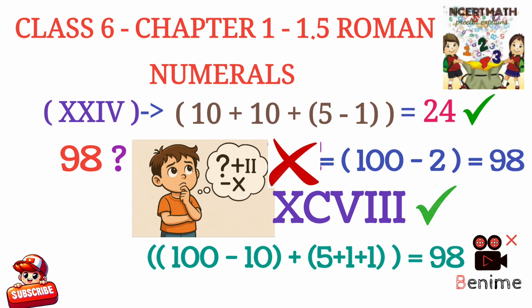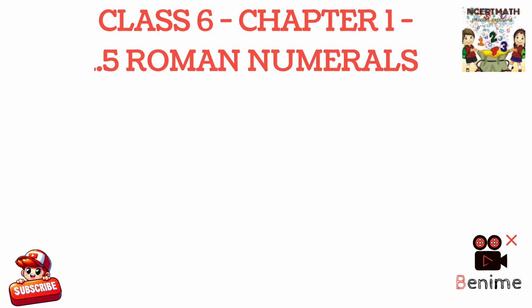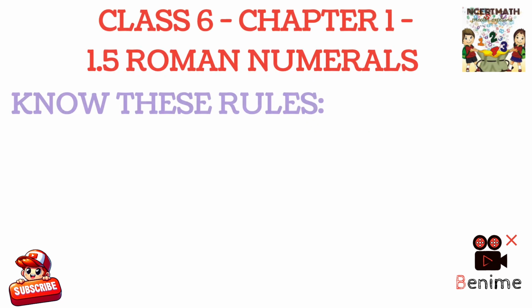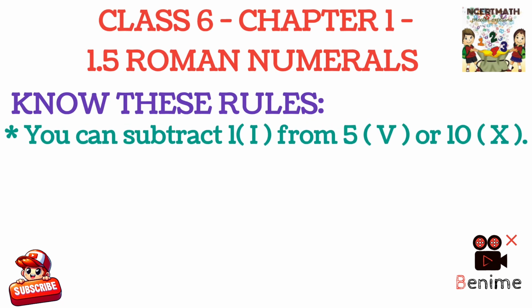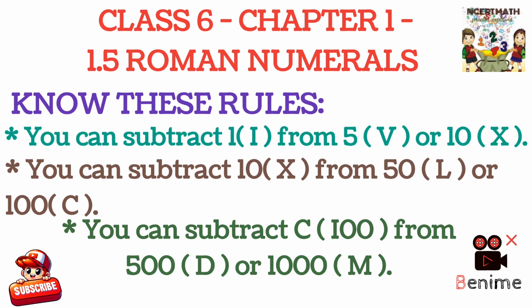In this kind of Roman numeral formation, it is very much easier, but you have to understand how to do it in the right way. There are also some other rules involved. You can make this subtraction only when you subtract I from V or X. You can subtract X from L or C. You can subtract C from D or M. These rules are really important before writing the correct Roman numeral for a given number.